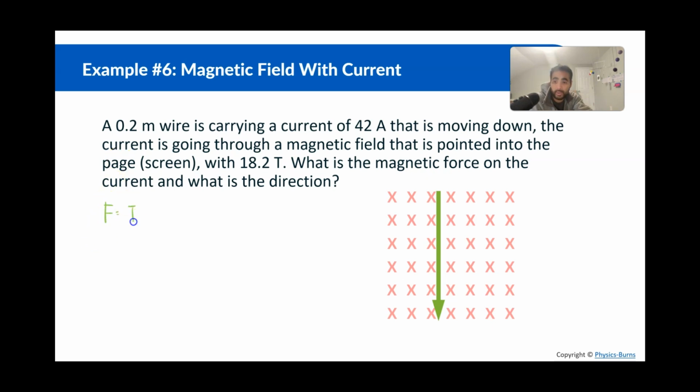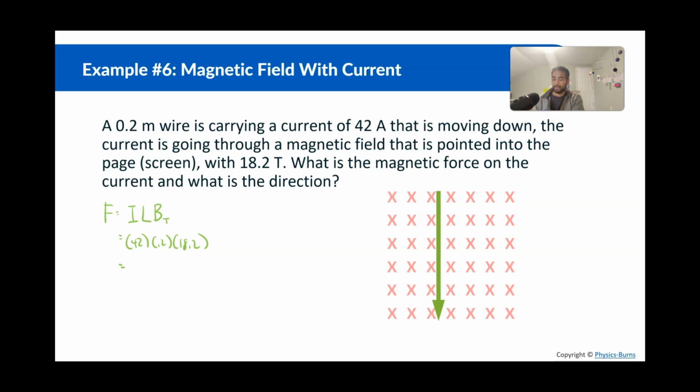Force is equal to current times length times the magnetic field that's perpendicular. So that's going to be 42, length 0.2, magnetic field 18.2, and it is perpendicular this time. Current is going down, and the field is going into the page. So you can see it's perpendicular, a 90-degree angle.